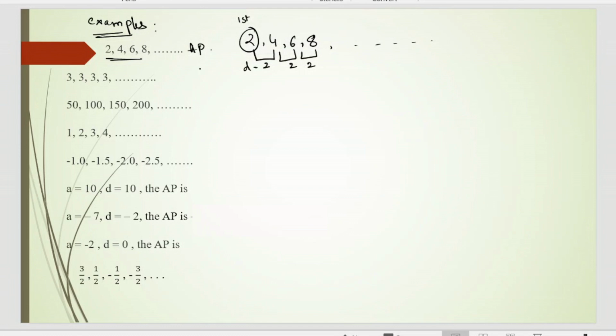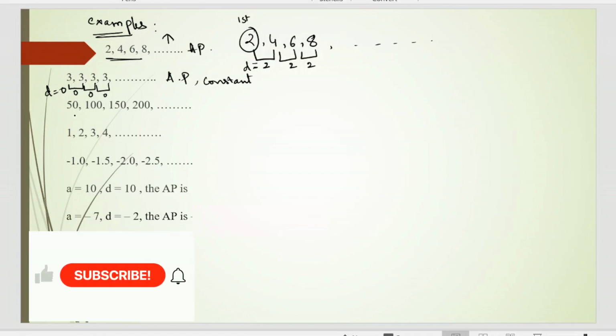Clear? Now see here, which type of AP is it? It is an increasing AP. If the common difference is positive, it is an increasing AP. Clear? So let us see the next one: 3, 3, 3, 3. What is the common difference? Common difference is 3 minus 3 is 0. The common difference is 0. Here the common difference is constant, right? So this is an AP. And which type of AP is it? It is a constant AP.